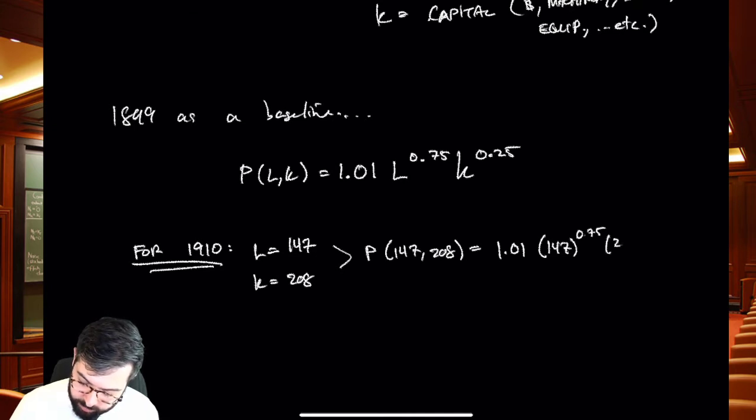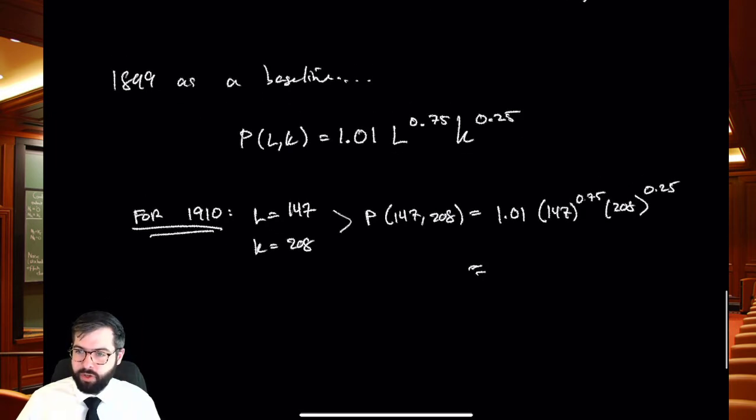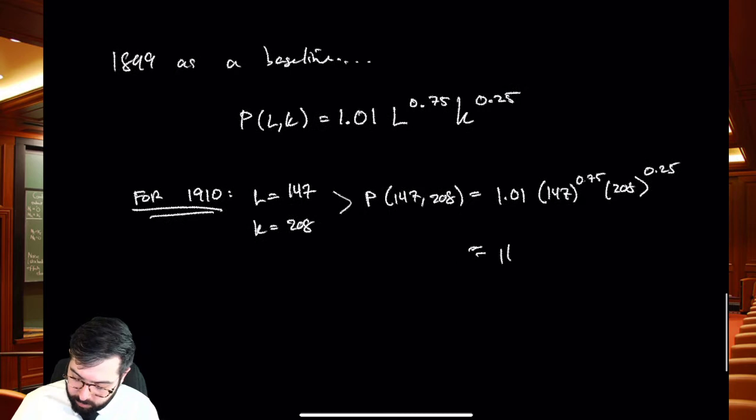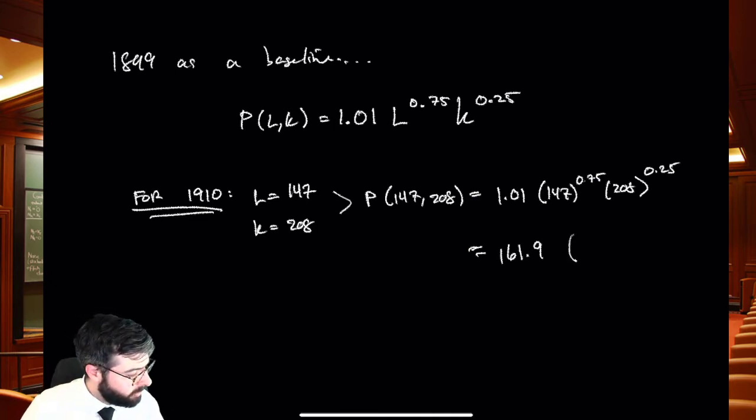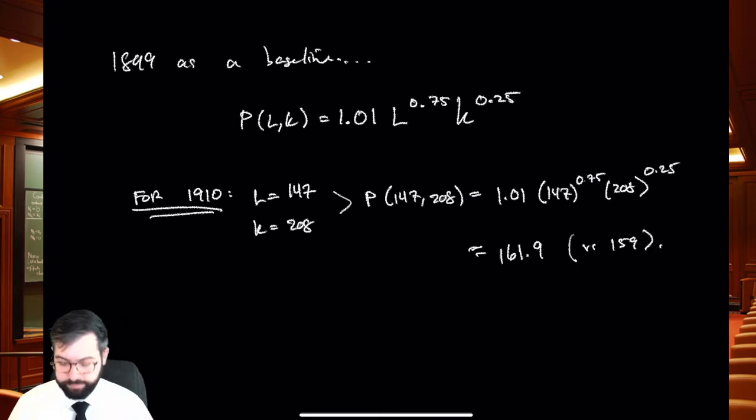So we just compute that, and we should get 161.9. And if you compared this to the actual data back then, I believe it was 159. So perfect, no, but very, very close.